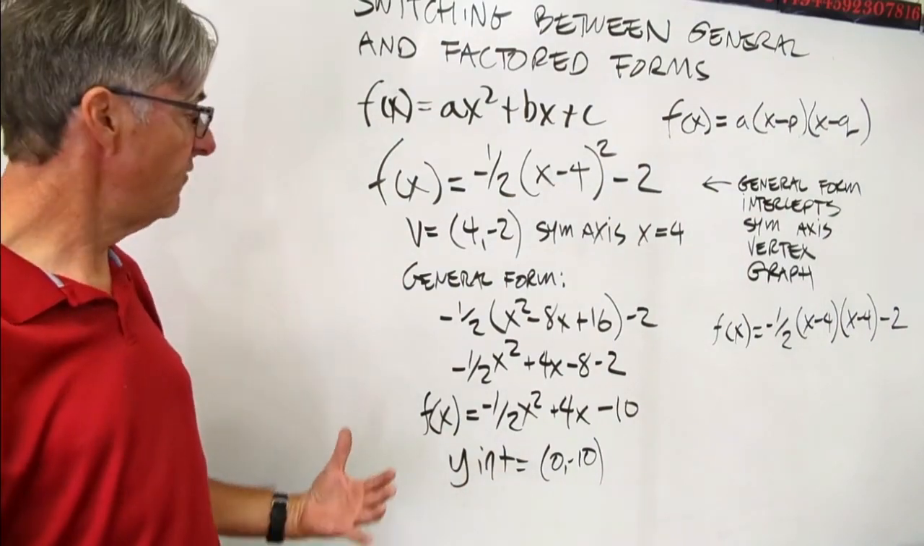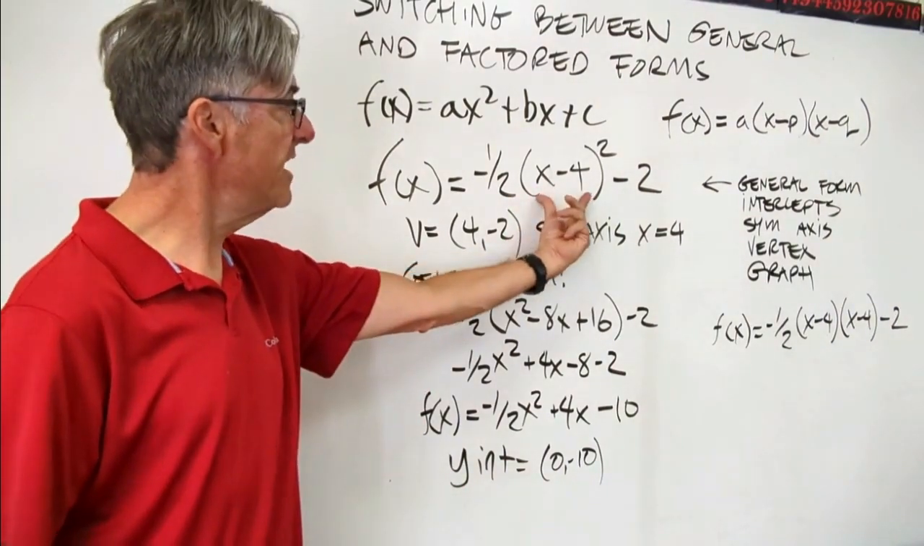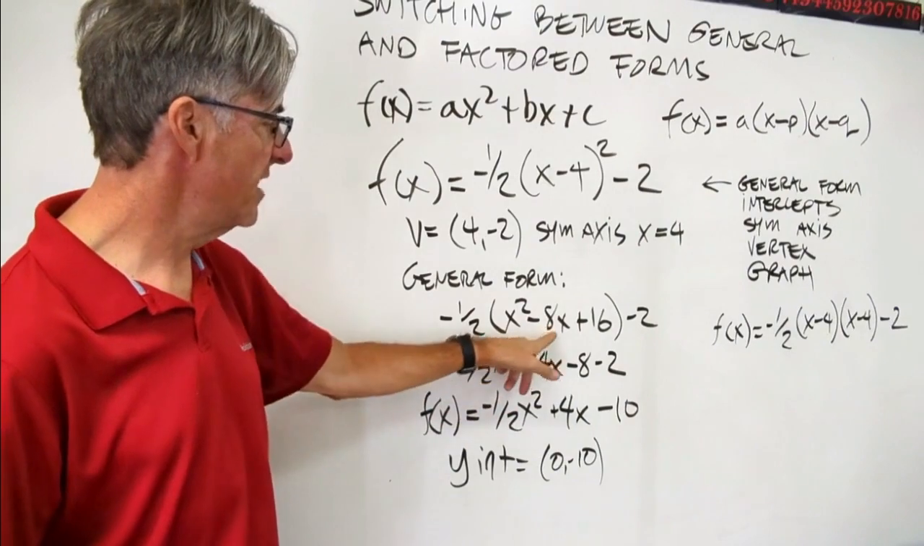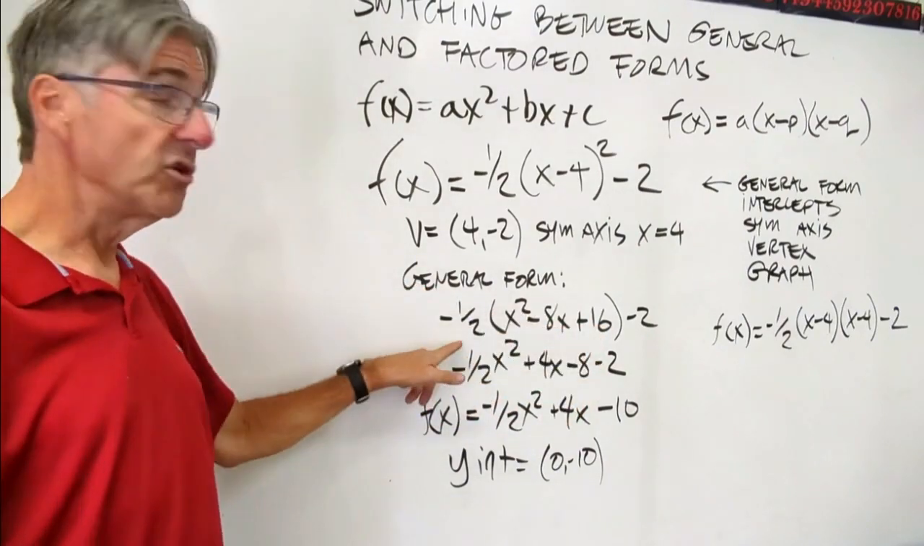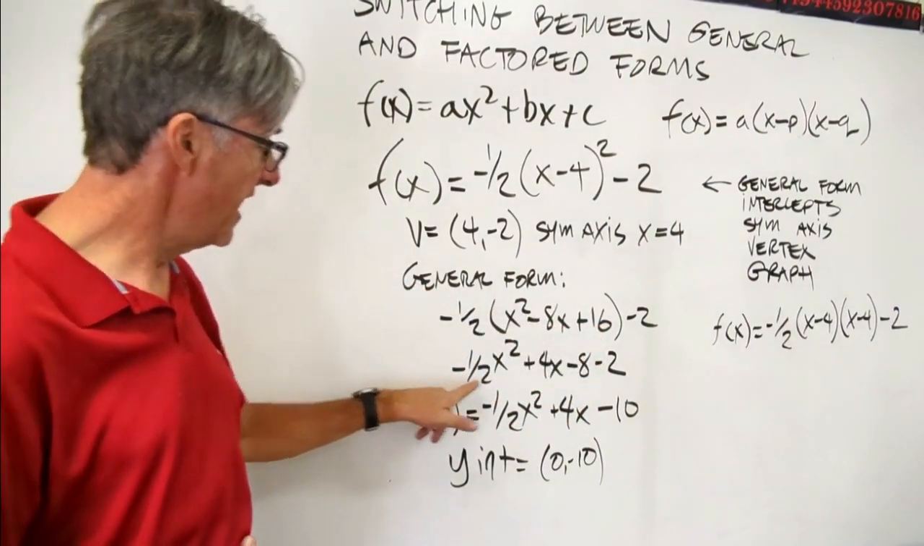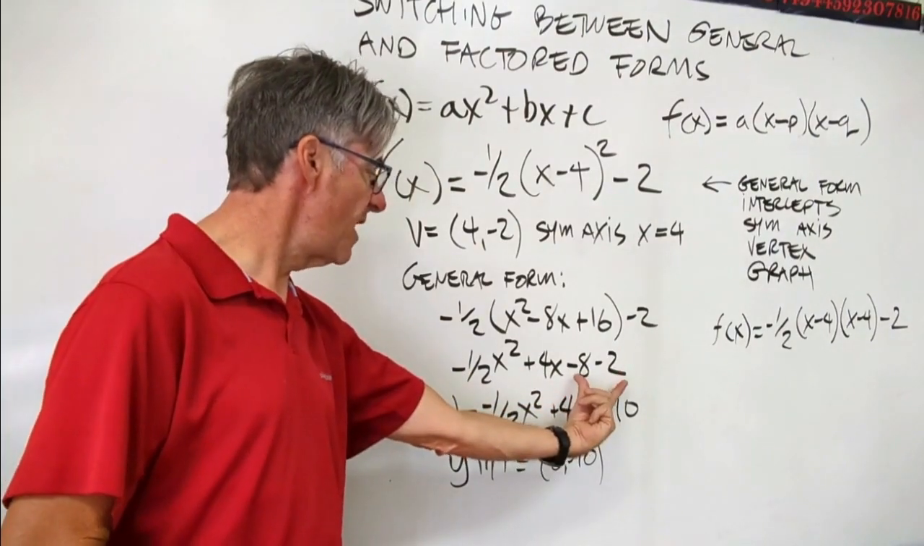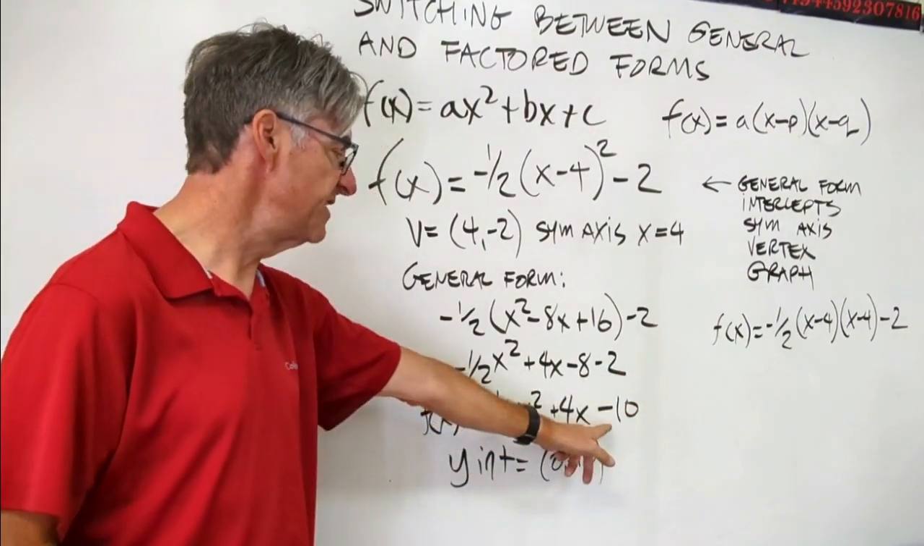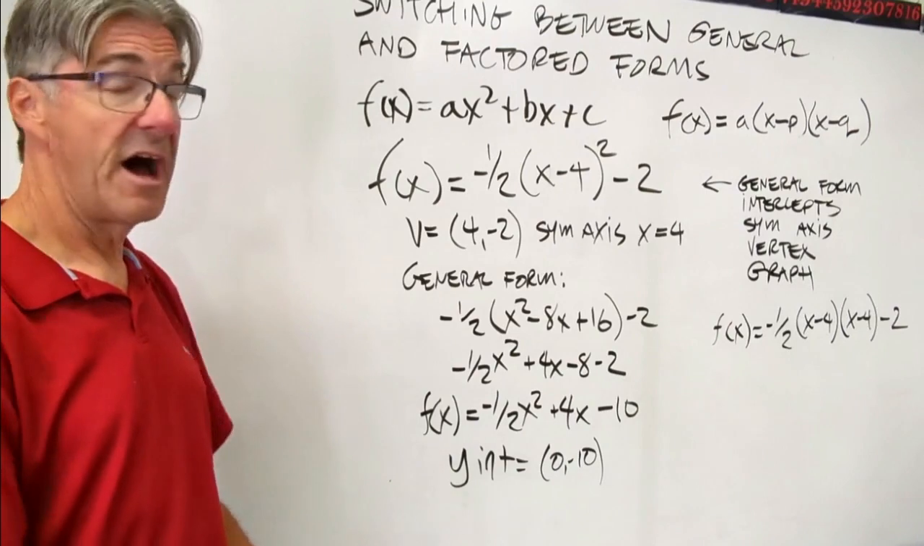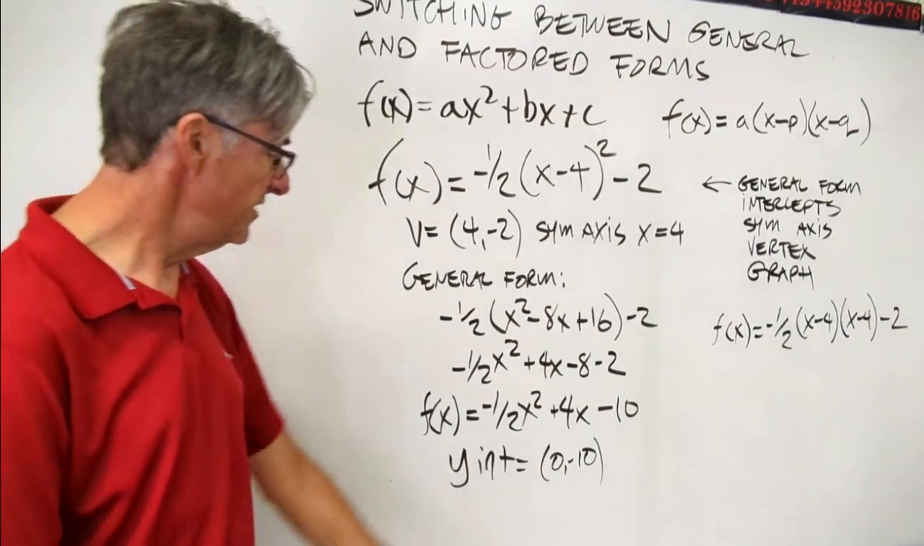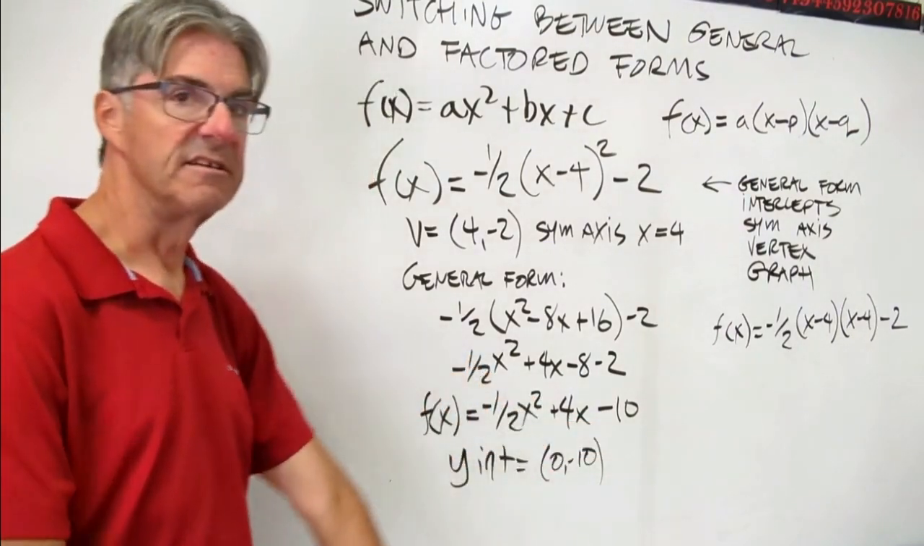Now we convert to general form. So I squared my binomial, and I got x squared minus 8x plus 16. I multiplied through by my 1/2, and I get this. And then I combine my two constant terms to get a minus 10. So now I have my y-intercept for free. It's just 0, minus 10.